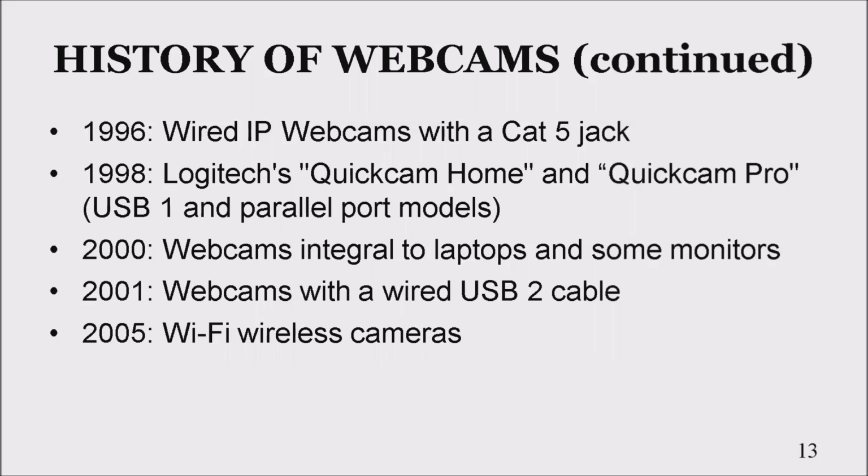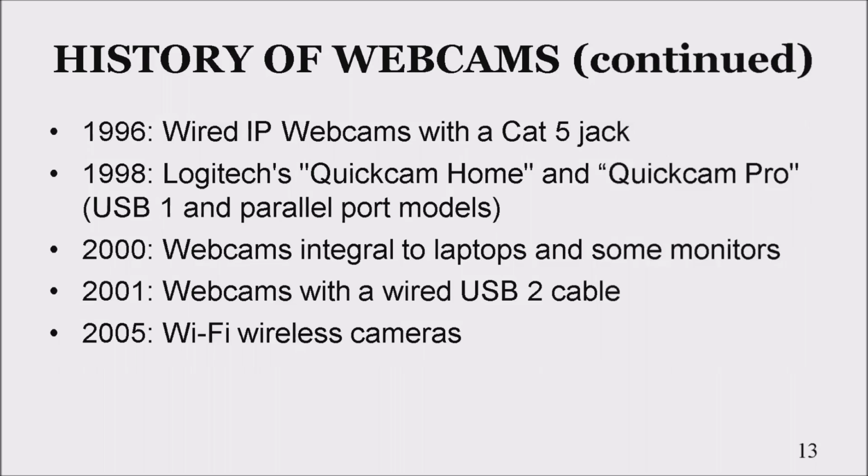Okay, now in 1996, that was way back when in 1994, right? So back in 1996, they finally came out with IP webcams that had a Cat5 jack, so they connected directly to your network. Okay, they were a network device. And then in 1998, they came out with the USB 1 Logitech QuickCam Home. It had a USB 1 port, but they still were carrying parallel port models.